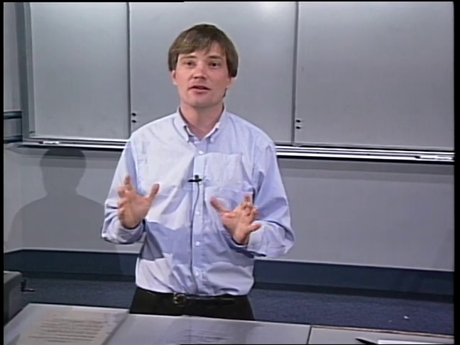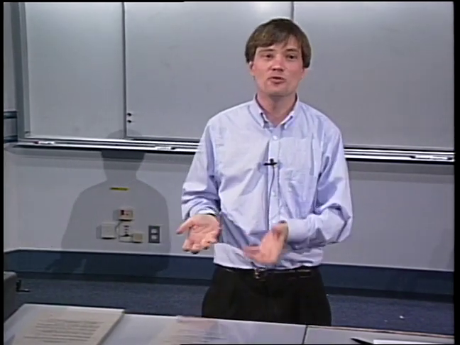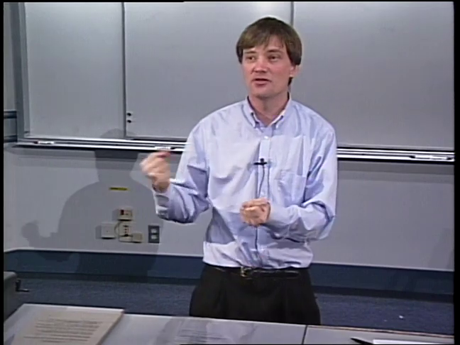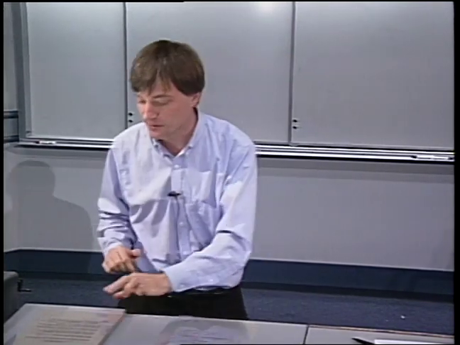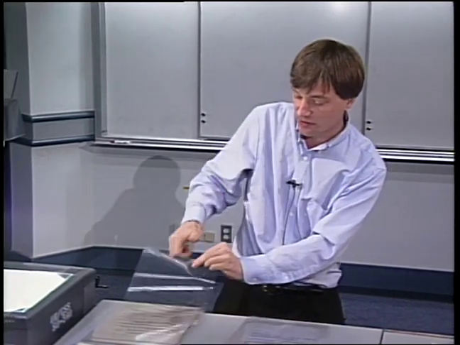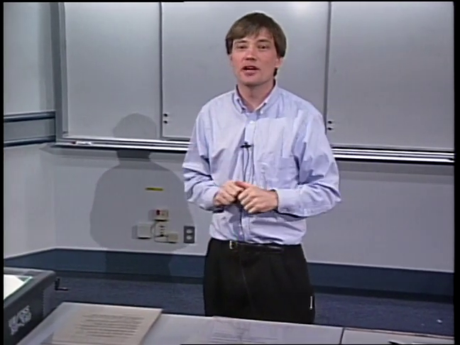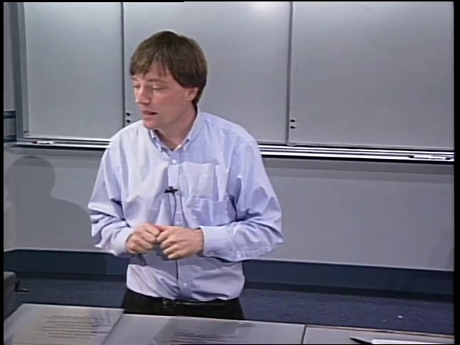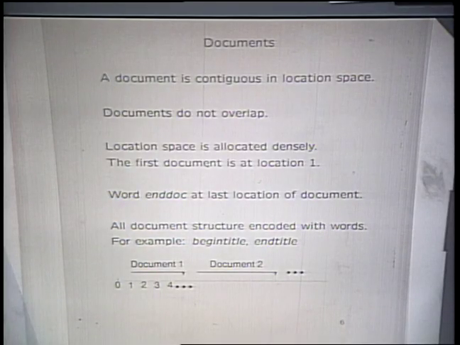It is not the case that you look something up in this index and it gives you back a pair, like a document number and a position within the document. It just gives you back one number. So how do you encode documents on top of this location space? There are some constraints. A document has to be a contiguous range of numbers in location space. Documents do not overlap. Location space is allocated densely. So the first document starts at location 1, and the second document starts where the first document stops.